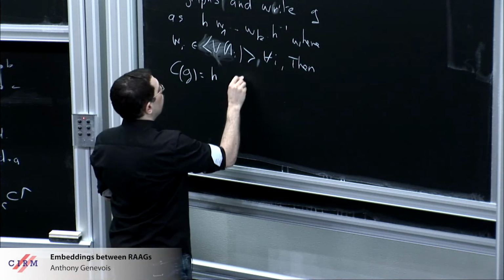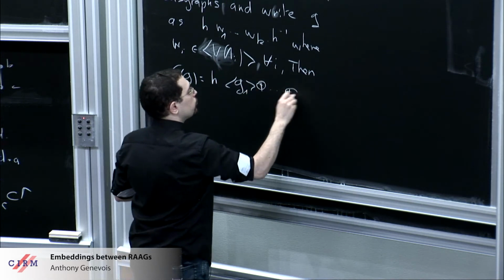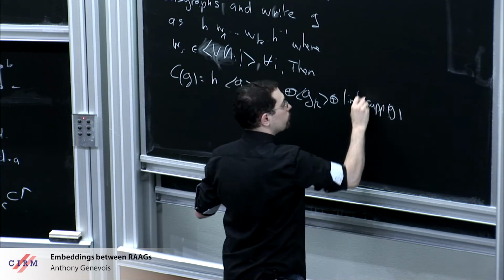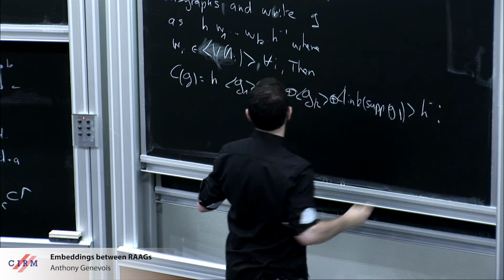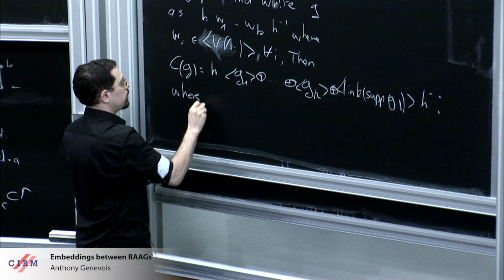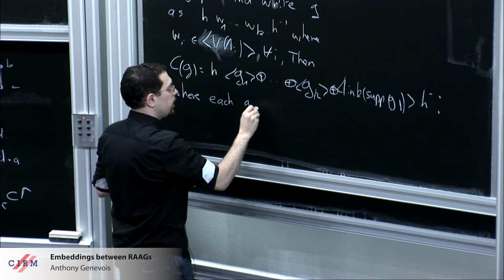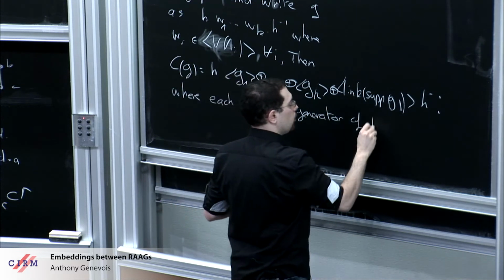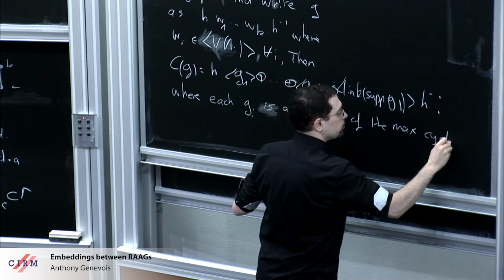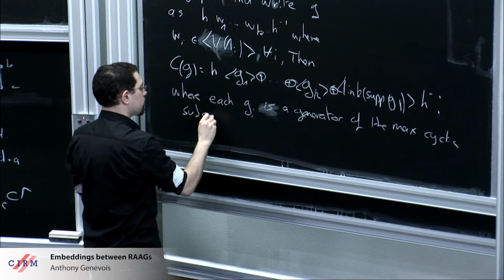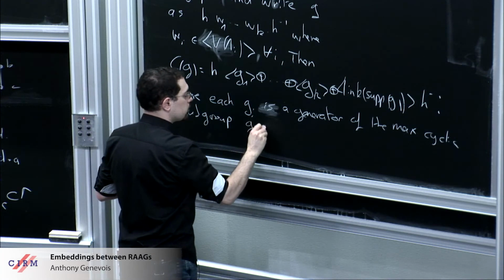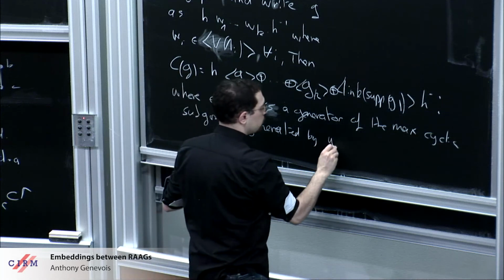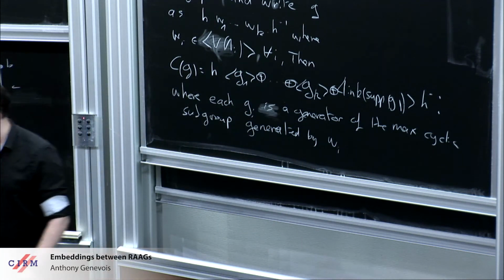So you have G1 to GK plus the link of the support, H minus 1, where I will explain everything, where each gi is a generator of the maximal cyclic subgroup generated by Wi. Okay, so I need to explain.